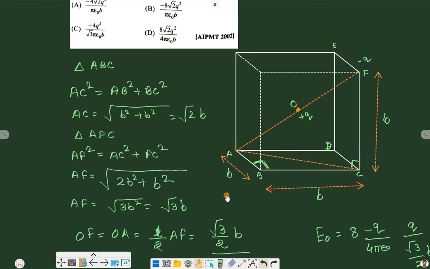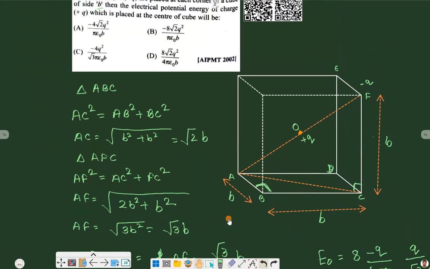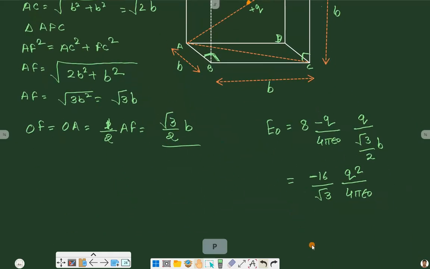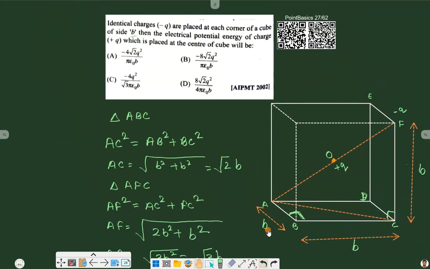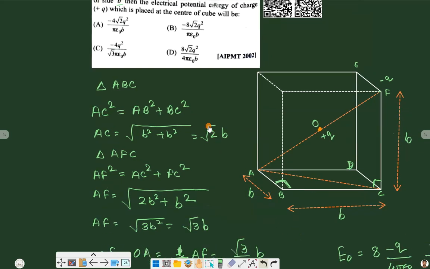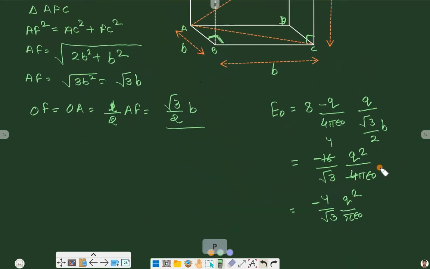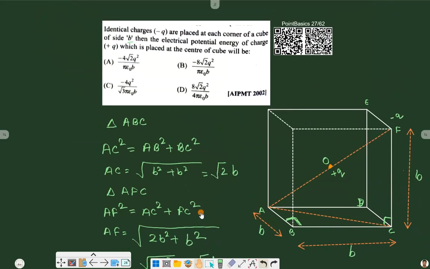Let's check. Okay, they have cancelled the 4, so this will be minus 4 by root 3 q square by pi epsilon naught. Here, minus 4 q square by root 3 pi epsilon naught, and also we forgot the b. So option C will be the correct answer. Moving to the next question.